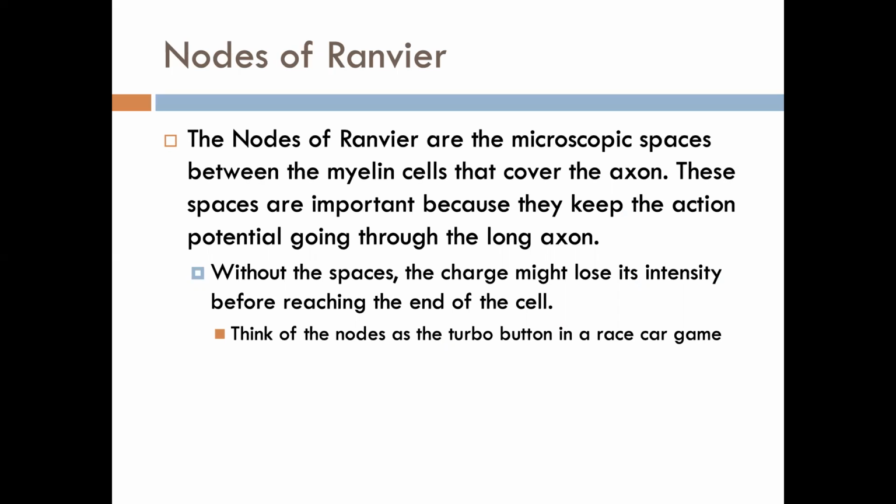So without the nodes of Ranvier, action potential could be lost, could be stopped within the axon. Even though it's a one-way direction, one-way fire, this could be altering its course, right? This could really stop the action potential from actually reaching the axon terminals to branch out and connect to another neuron.